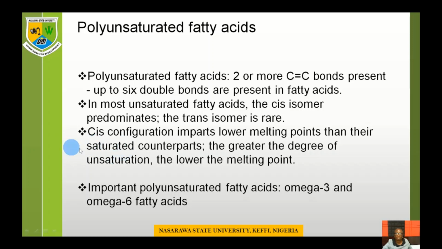So this cis configuration imparts lower melting points than their saturated counterparts, and the greater the degree of unsaturation, the lower the melting point. So when you have more double bonds, you have a low melting point for that fatty acid. So you have important polyunsaturated fatty acids, the omega-3 and the omega-6 fatty acids. They are very, very important polyunsaturated fatty acids.